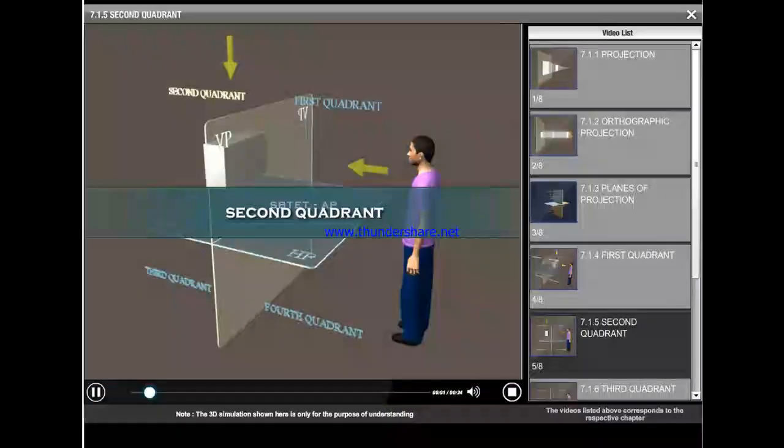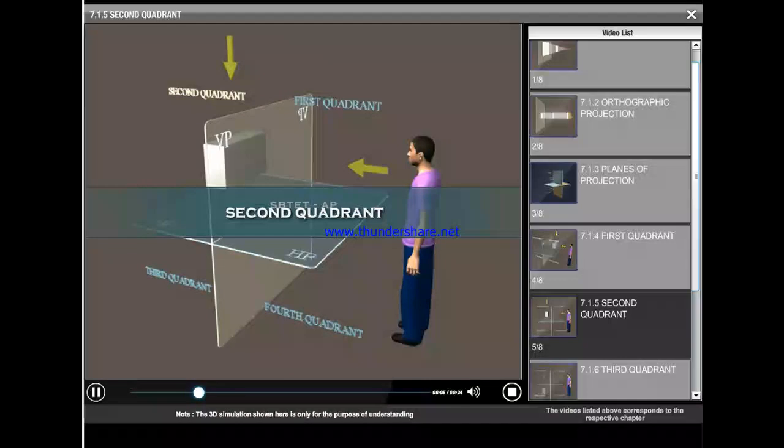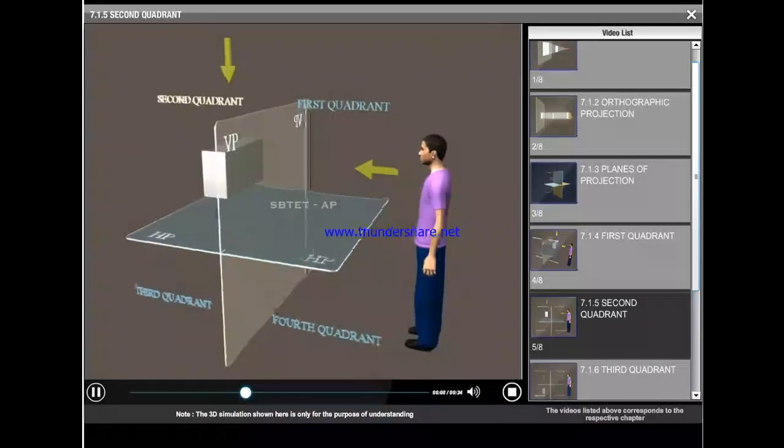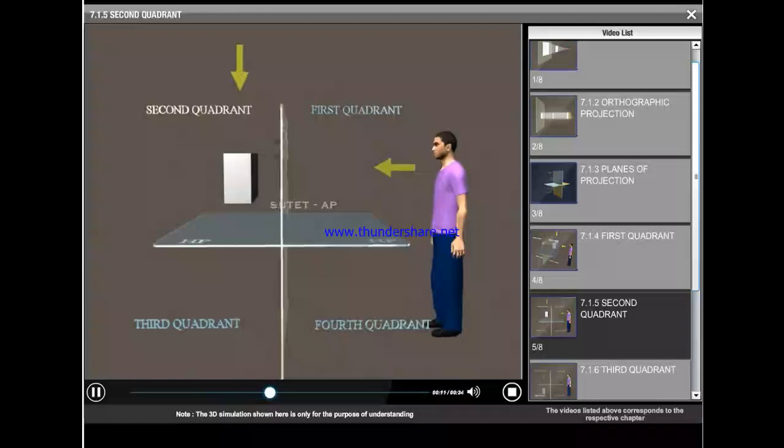Second quadrant. In this video, we will see how the object is placed in the second quadrant. In this quadrant, the object is placed above the horizontal plane and behind the vertical plane with respect to the observer. In the next video, we will see about the third quadrant.